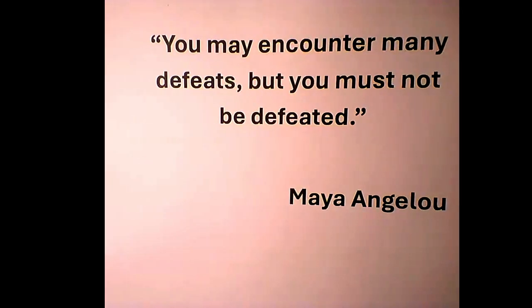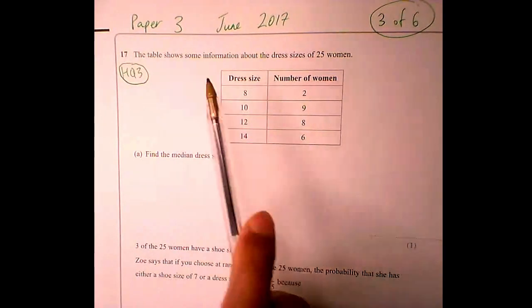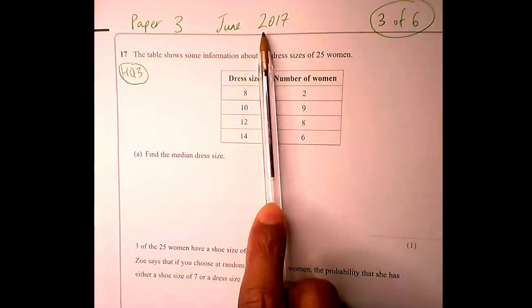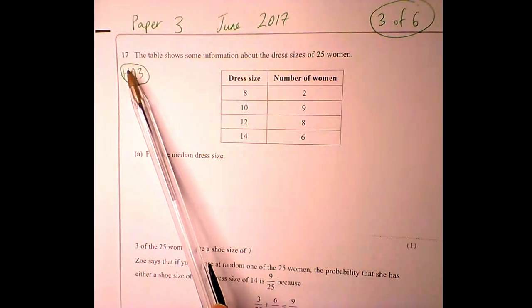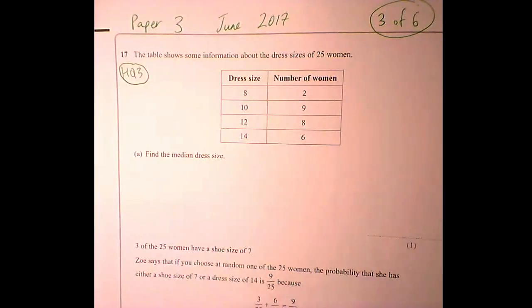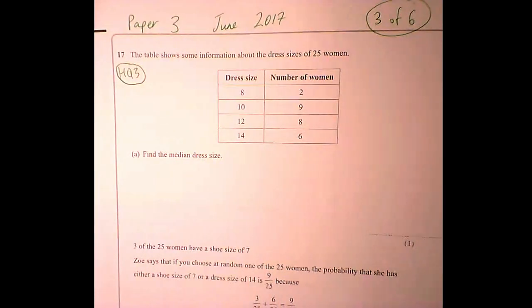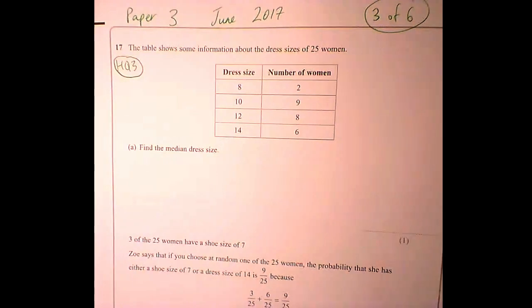All right, so let's look at the third question of our 6. Okay, so this is from paper 3, June 2017. Press pause and have a go, and you can see this is both a higher and foundation question. This is question 3 from the higher paper. Press pause, and when you are ready, press play for the answer. And so let's read the question.